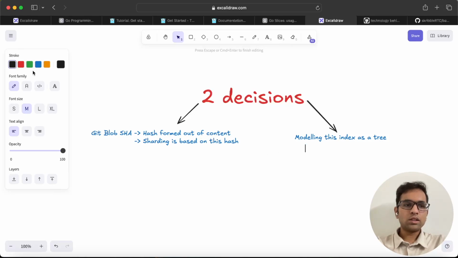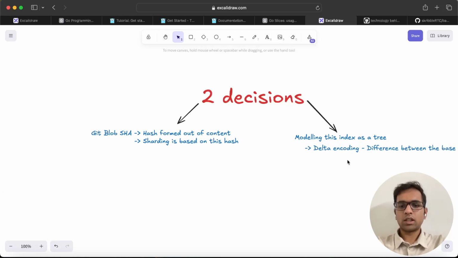So how is this tree modeled? For the tree, what we have taken up is delta encoding. The tree is completely based on delta encoding. So what is delta encoding? Delta encoding is basically creating a tree on the basis of the difference between the base and the repo that we are dealing with.